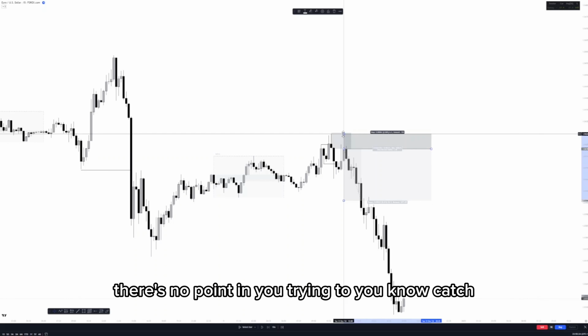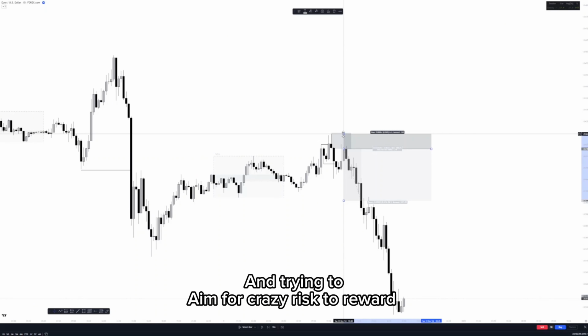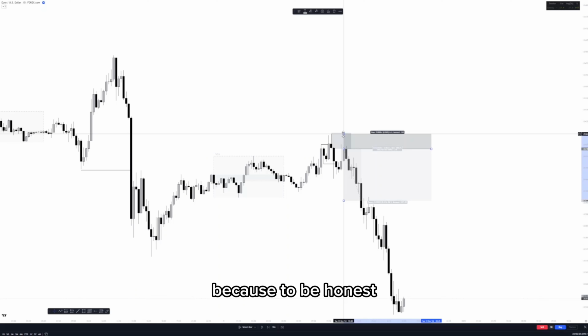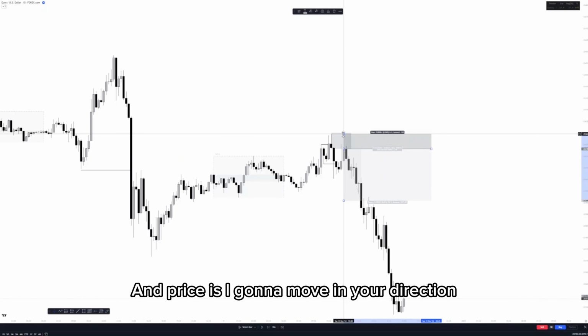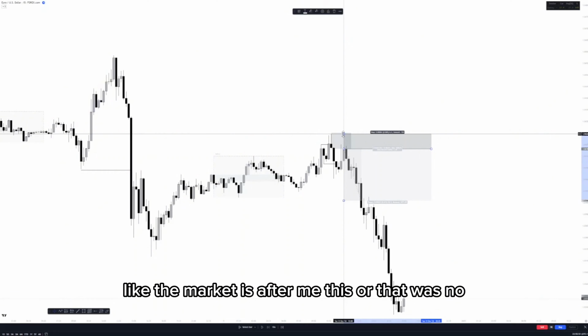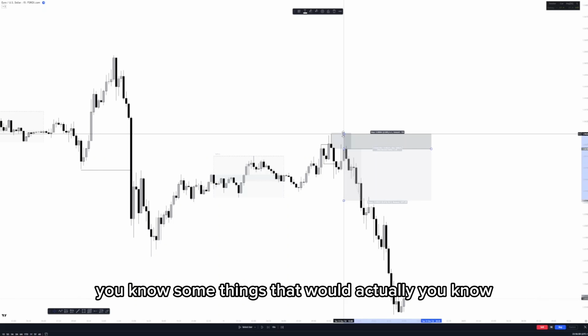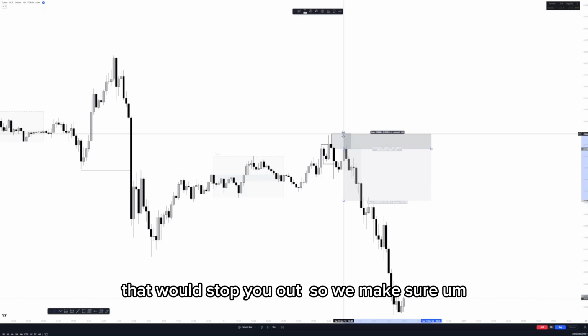There is no point in you trying to catch a very tight stop loss and trying to aim for crazy risk to reward, because to be honest, if you want to stay long in the game, you need to know what you are doing and be careful, because just a tick or 0.1 pip can stop you out, and the price is going to move in your direction, and before you know it, you go on tilt and you get pissed with yourself. You say the market is after me or this or that, but no, you are just being careless and you are not factoring in some things that could stop you out.